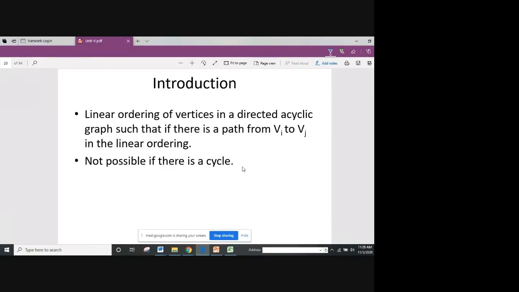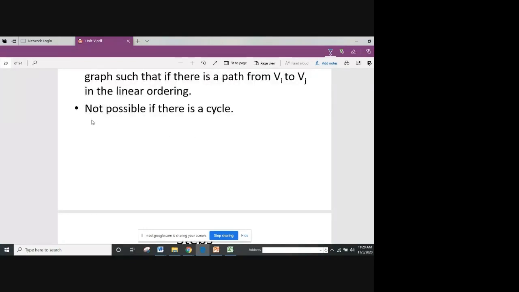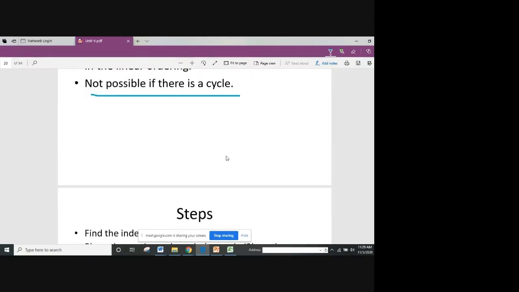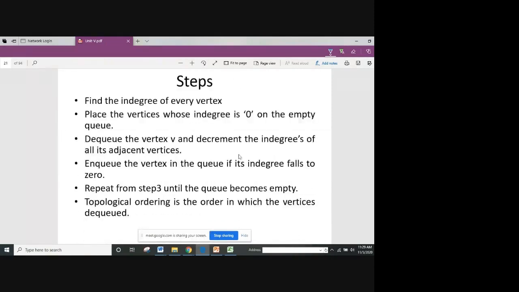So here we are going to follow the queue method only. You cannot do topological sort if there is a cycle. It is not possible if there is a cycle; there should not be a cycle. So I'll tell you the procedure.